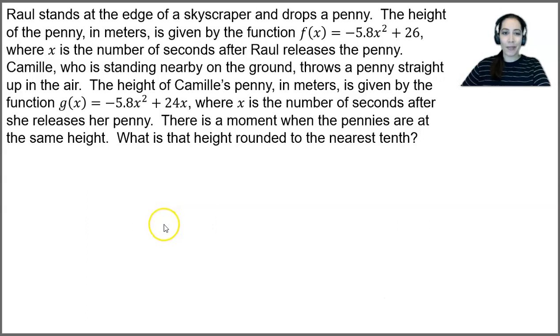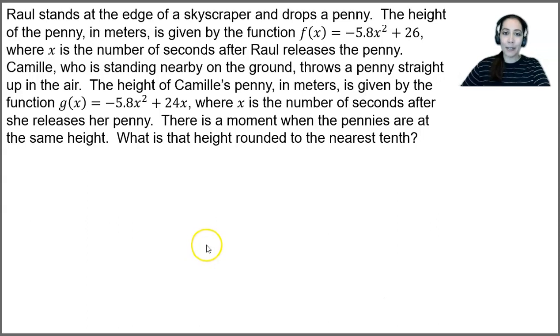Raoul stands at the edge of a skyscraper and drops a penny. The height of the penny in meters is given by the function f of x equals negative 5.8 x squared plus 26, where x is the number of seconds after Raoul releases the penny.